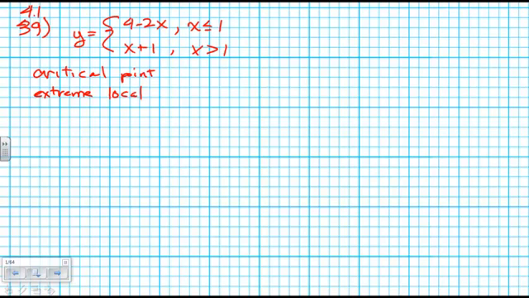So in problem number 39, we have this piecewise function, and we want to find the critical points and use those critical points to help find the extreme local values. Let's go back and say, okay, what's the definition of our critical points? Our critical points are where the derivatives are equal to 0 or where our derivatives are non-existent.